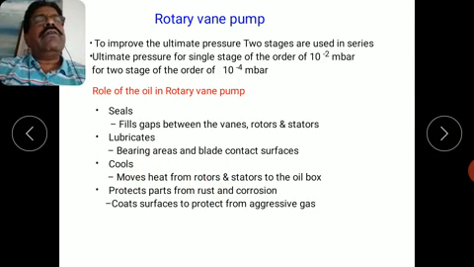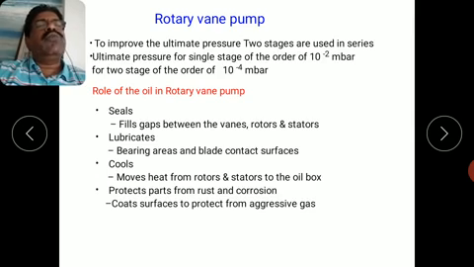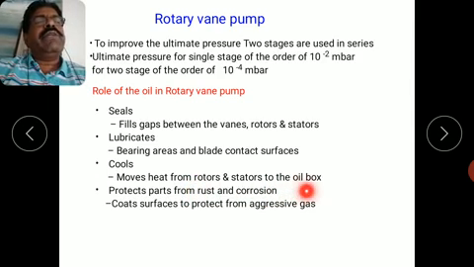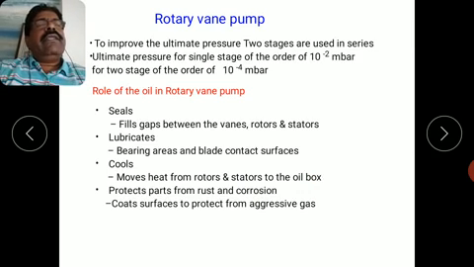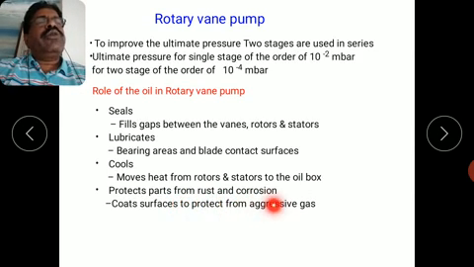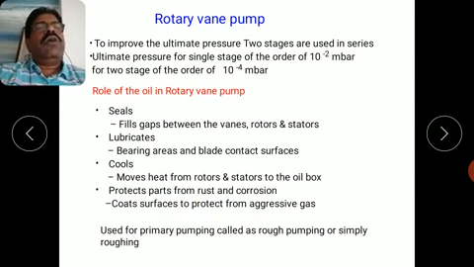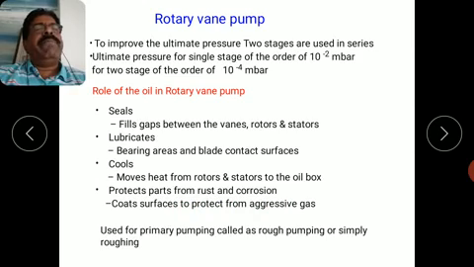Then, since rotational motion is involved at a very high speed, the blades and rotors are moving and they become hot in this process. So in order to keep the temperature down, this oil can also work as a coolant. Then, because of lubrication due to oil, the parts can be protected from corrosion or rusting. So that is the use of the oil in the rotary vane pump.